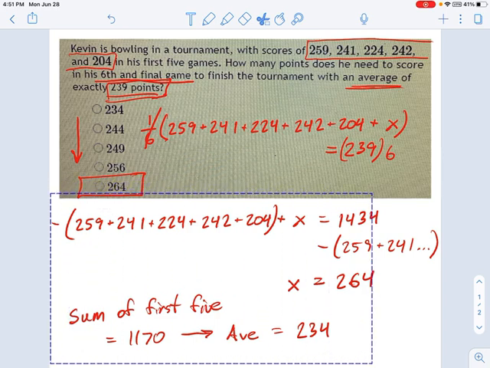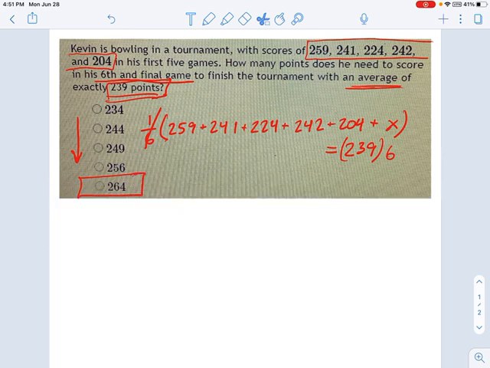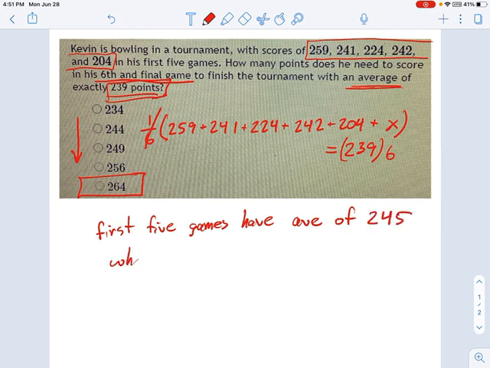Now, I want to talk about one other type of problem which you might run into. Maybe a test phrases it differently, and it simply says, first 5 games have an average of, I don't know, we're going to say 245. Okay? What is the score in game 6 to get an average of 248?